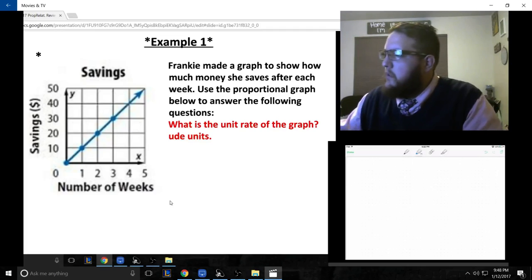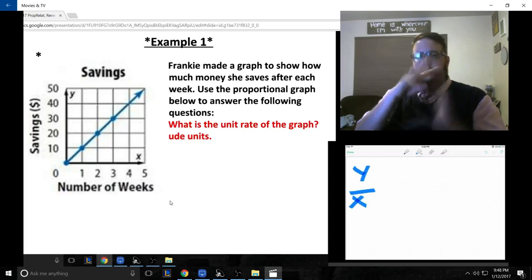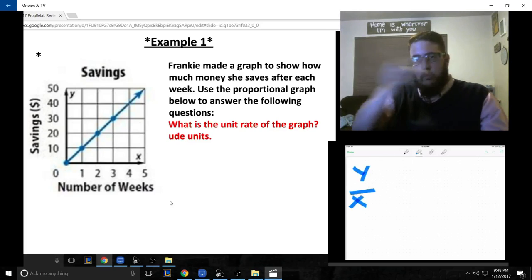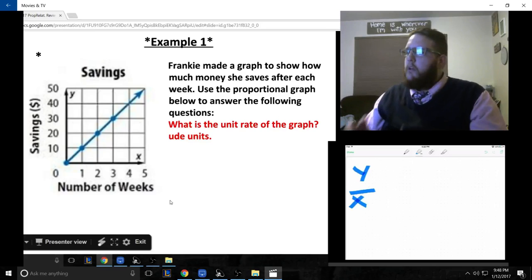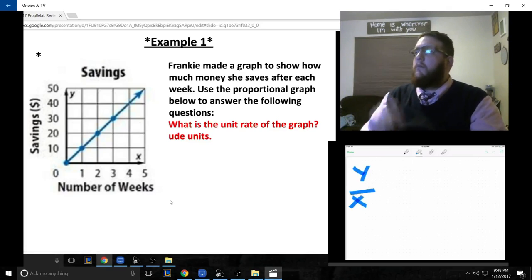So remember, in order to determine the unit rate, we must find the rate of change or the ratio of change. So we'll need to set that up as y over x. Recall that on a graph we have two axes. We have the vertical axis going up and down, that's the y, and the horizontal axis going left to right, which is the x-axis.